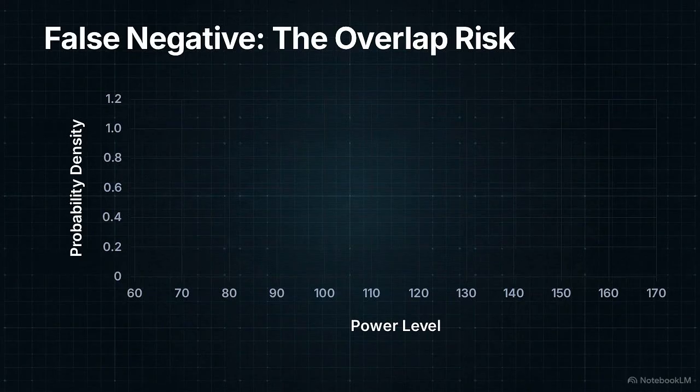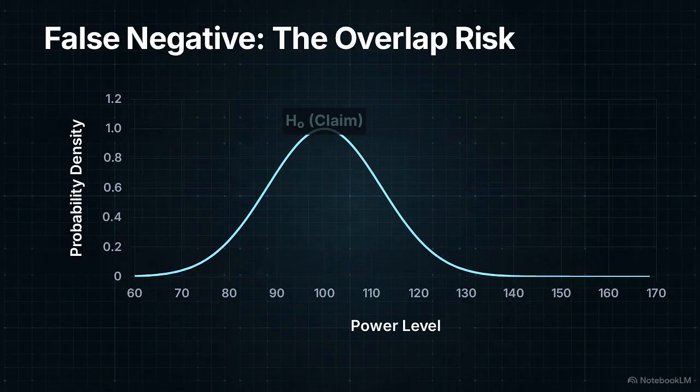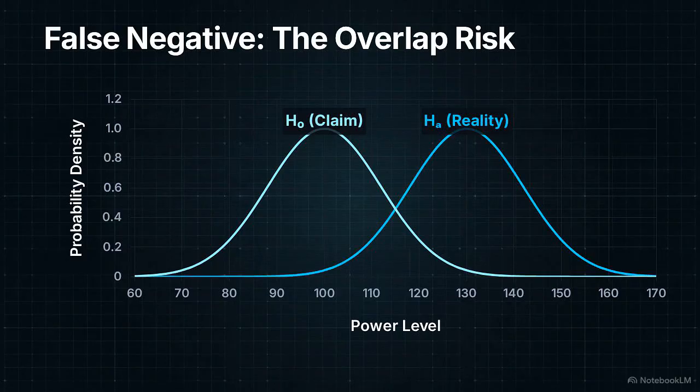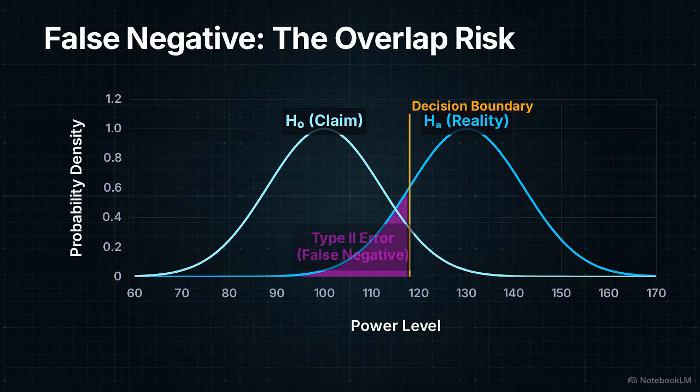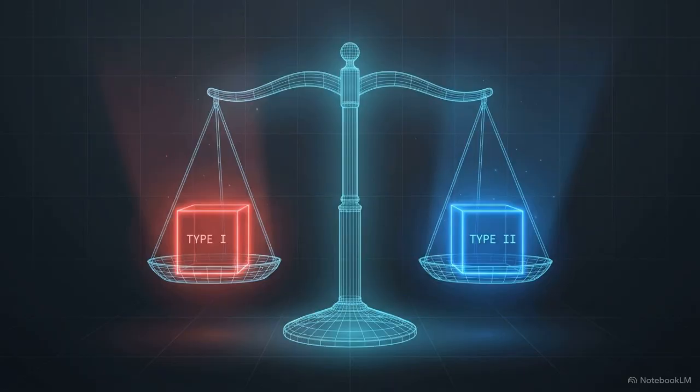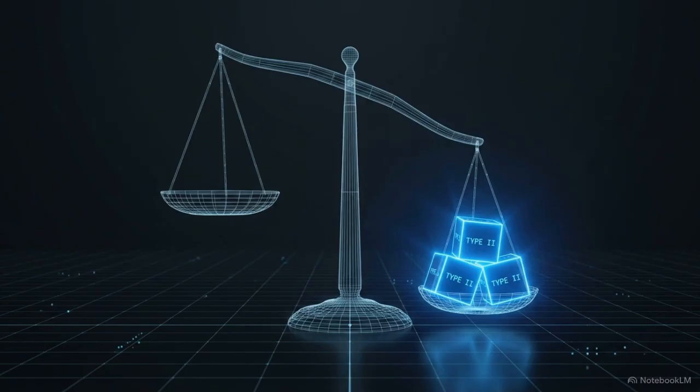This chart of two overlapping realities illustrates the opposite problem. If we confirm Kaido's claim, because our sample was weak that day, but his true power was actually much higher, we've committed a false negative, or a type 2 error. Every test forces a trade-off. If you demand a brutal threshold to avoid a false positive, you inherently increase your risk of a false negative.